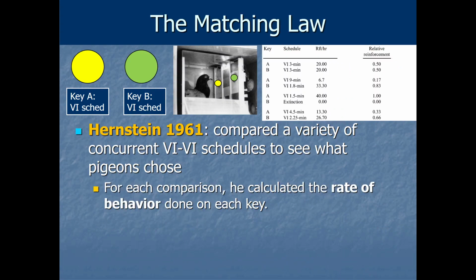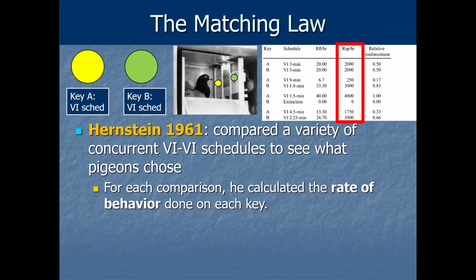So for each comparison, he counted up their behavior. He calculated the rate of behavior on each of those keys, once they'd had a while to experience the setup and get into a steady state. So here, I'm going to open a new column. Here is his actual data. This new column is responses per hour. This is their actual behavior.